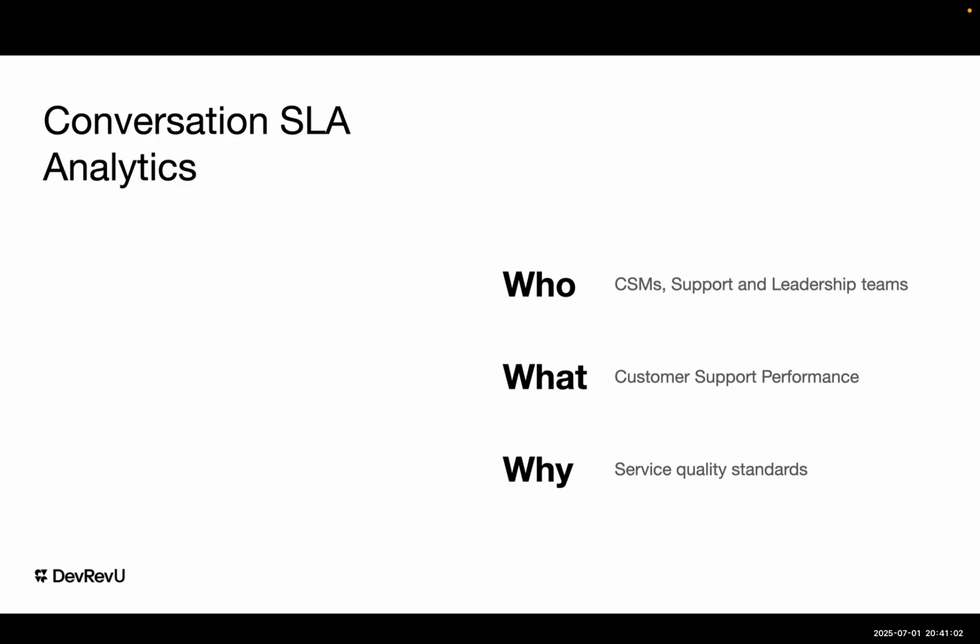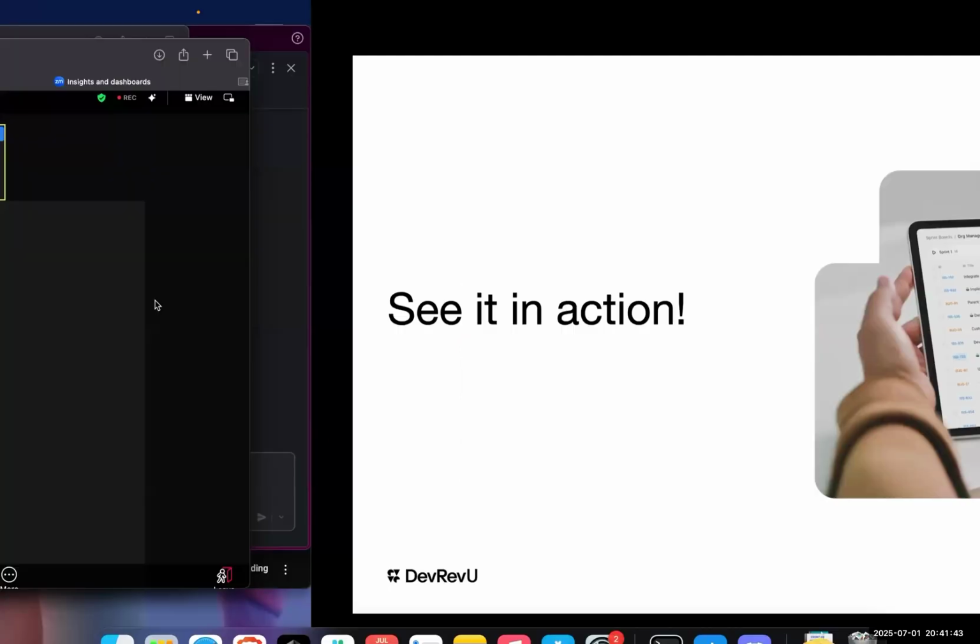So first, let's see the stock dashboards which we have. One of the dashboards is Conversation SLA Analytics. So why does this dashboard exist and who uses it? Mostly customer success managers, support teams, and leadership teams use this dashboard to know more about how customer support performance is. You can look at how SLA is working, how fast we are responding to customers, and basically how the quality is of customer responses. So let's see it in action.